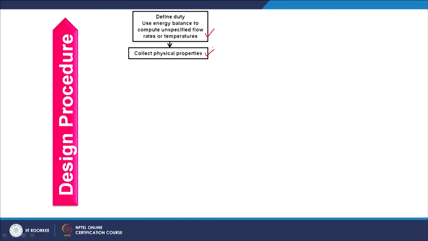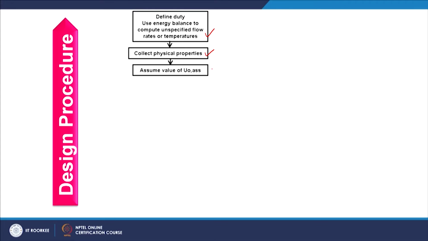After that we have to collect the physical properties. To define the heat duty, what property we need is the specific heat, right. So, you have to collect the specific heat depending upon the temperatures of the fluid, and then calculate the heat duty. In this way, first of all you have to collect Cp, then calculate the heat duty, and then find out other properties, right.